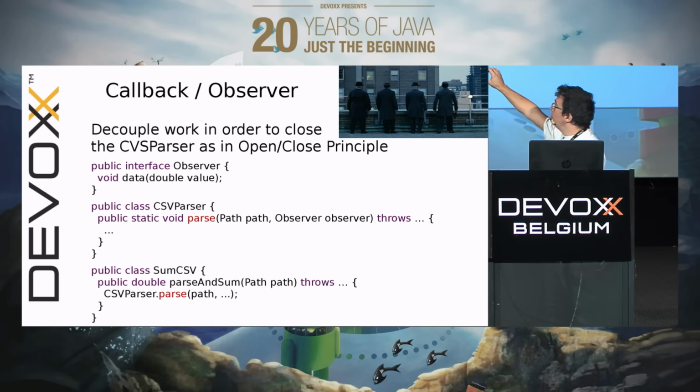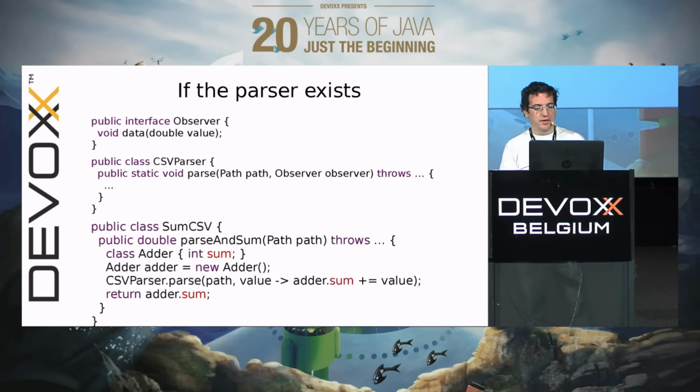The idea is I want to have a CSV parser. I will send it a Path and an observer, and for each value, it will call the observer. And in my method parseAndSum, I will send a Path with an observer that will just count the doubles. So I will have two pieces of code cleanly separated: the parser of values in my CSV and the code that just sums all the values. Okay, let's suppose that the parser already exists. If the parser exists, this is how to implement the thing that will do the sum.